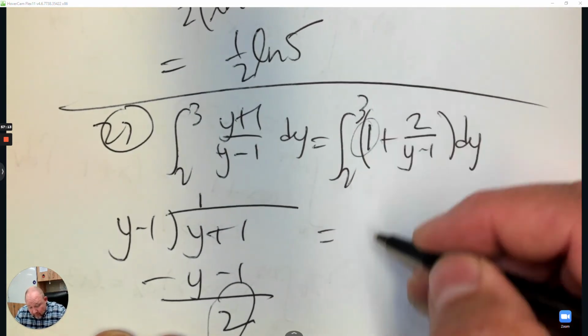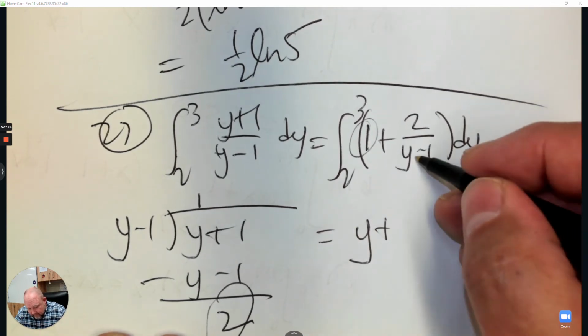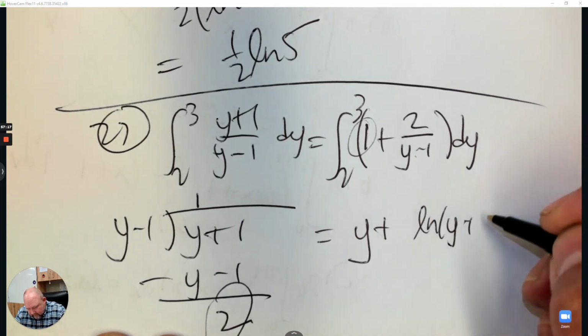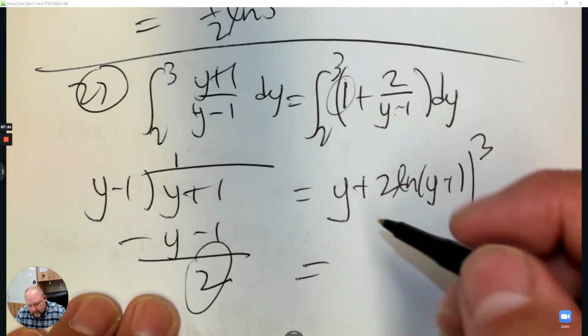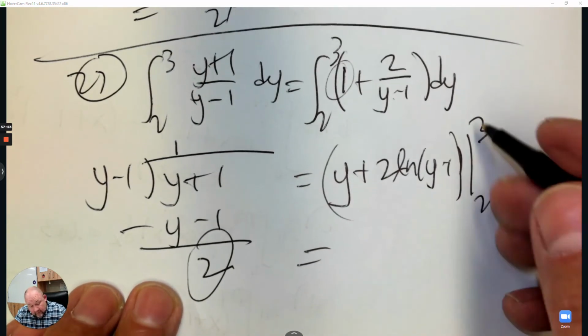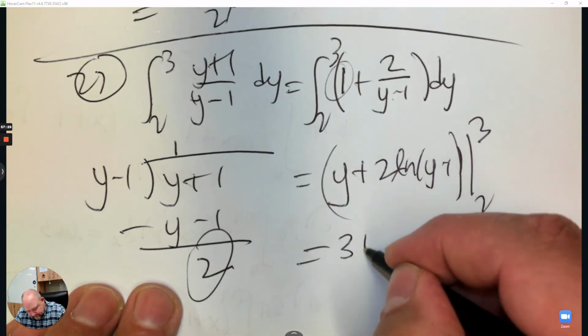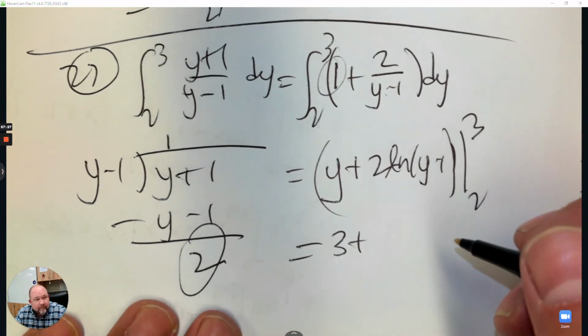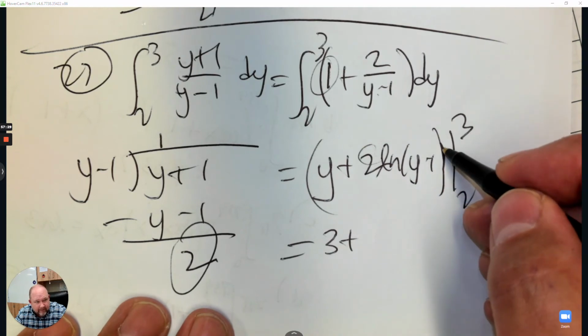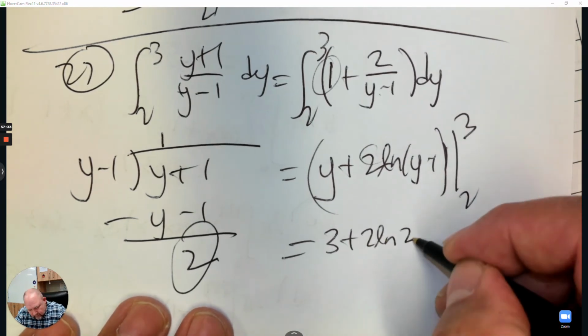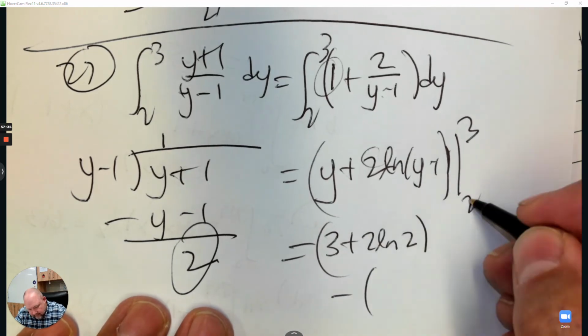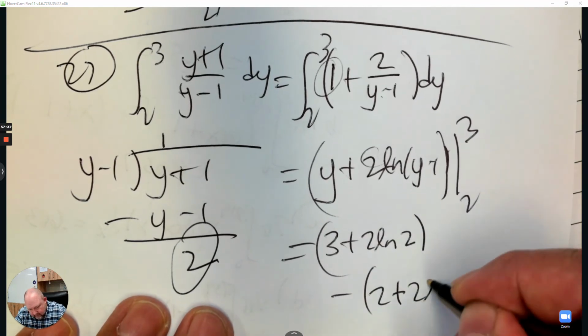So when I integrate 1, that's y. When I integrate this, it's ln of y minus 1, but it needs a 2 in front. And it's from 2 to 3. Plug in 3. And if you want, you can square that. Doesn't matter. 2 ln 2. Plug in 2. 2 ln 1.